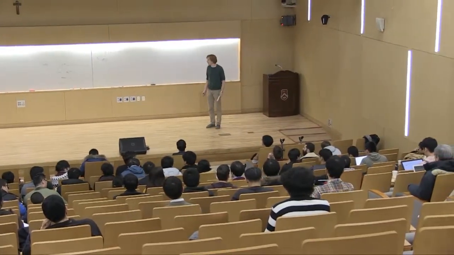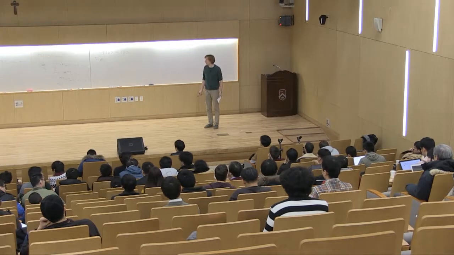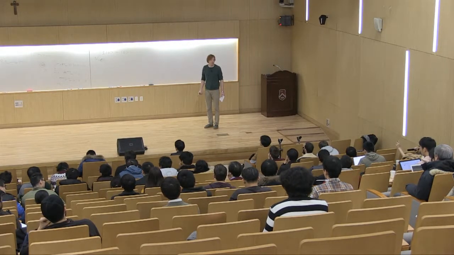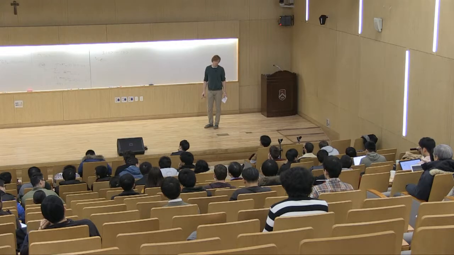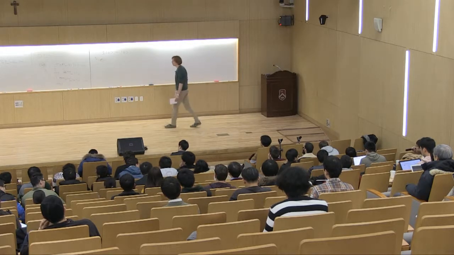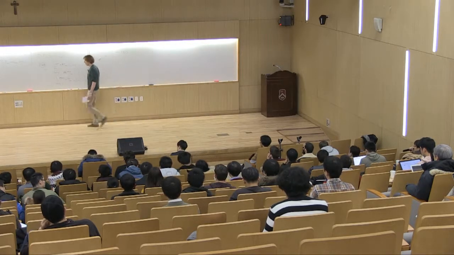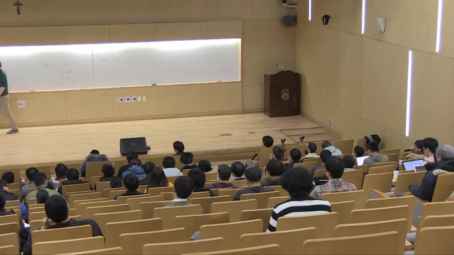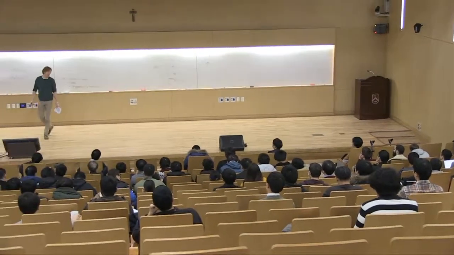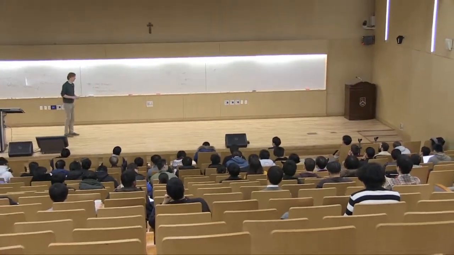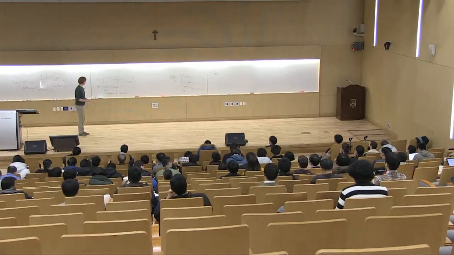Since I'm more familiar with 2D: in 2D, when you go from the plane to the cylinder, you have this shift in the vacuum energy, this c over 12. So what is the analog of that for higher dimensions?